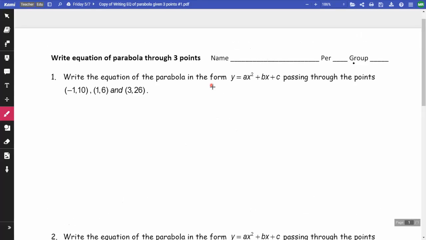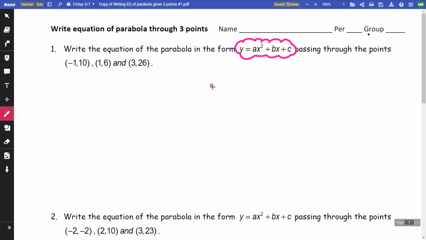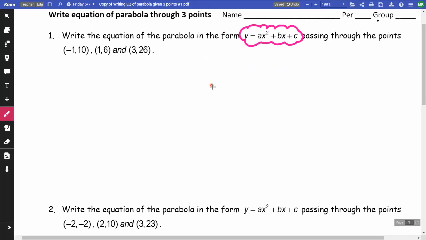So what we're doing for this is a system of equations. We're going to be using this equation right here, y equals ax squared plus bx plus c. That's the standard form of a parabola. And so we are going to be substituting in the 3 points that they gave us for our x and our y. So let's say that I substitute in -1, 10. And so again, I'm putting it into the x's here and into the y.